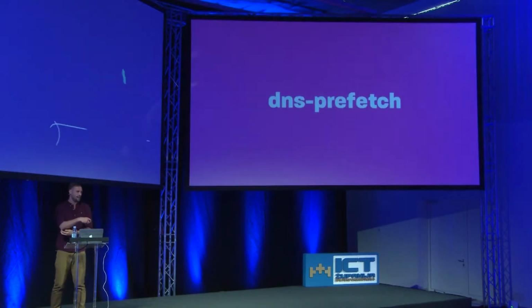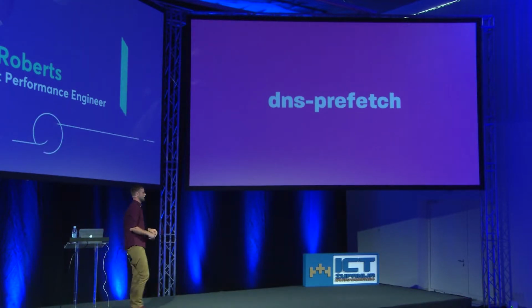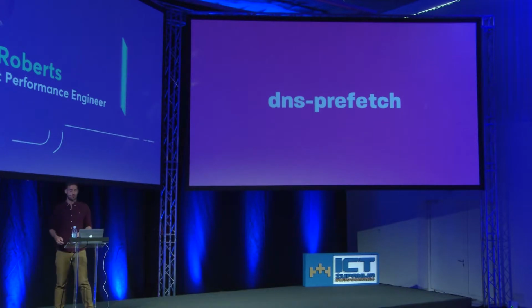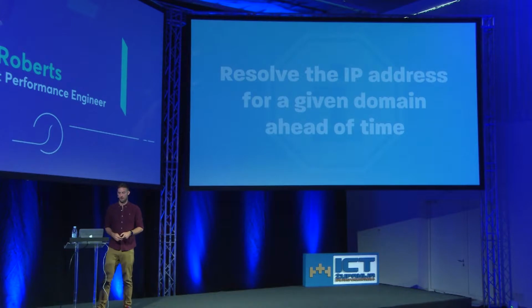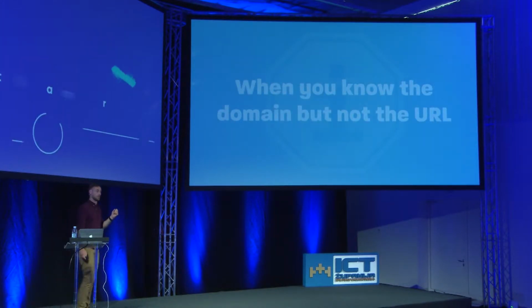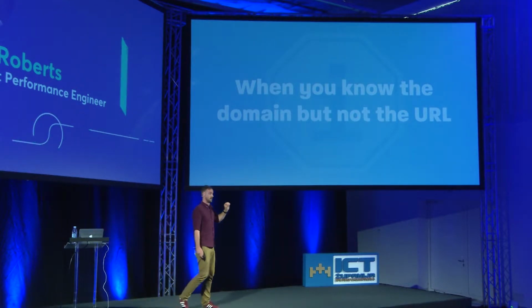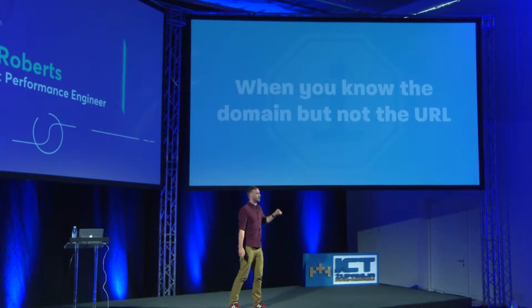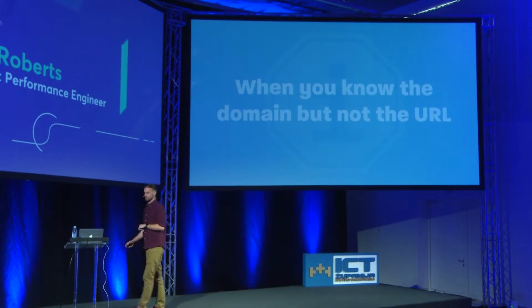So let's start at the beginning. The simplest and most basic of all the resource hints is DNS prefetch. DNS prefetch basically tells the browser to resolve the IP address of a given domain ahead of time. So this is a useful resource hint to use if you know that your page will visit a certain domain, perhaps twitter.com, or you might link to something from Google Fonts, but you don't necessarily know the exact URL for the file that you will need.